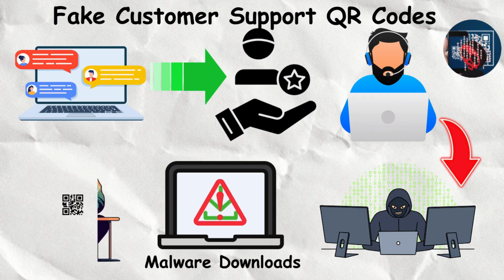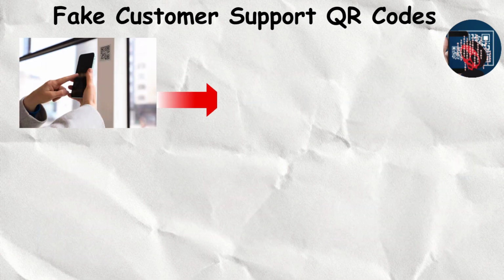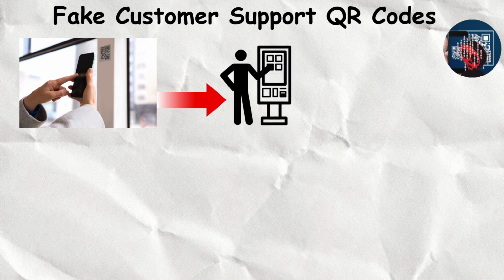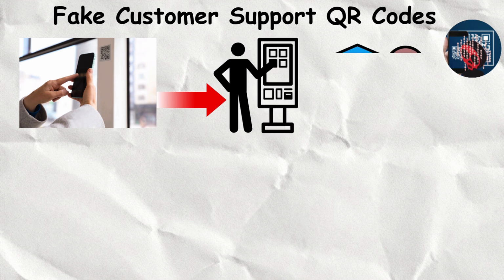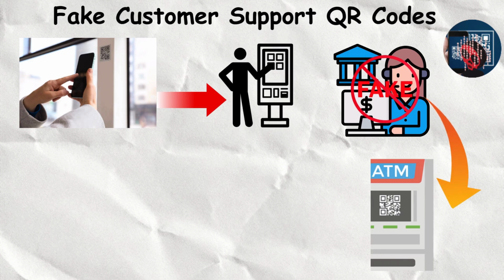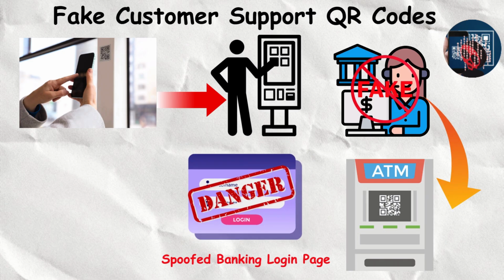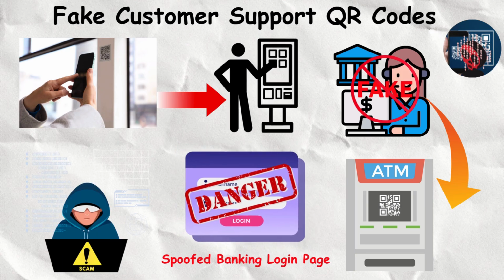In some cases, attackers post these QR codes in public areas near actual company branches or kiosks, making them seem official. For example, a fake bank support QR code stuck to an ATM could lead victims to a spoofed banking login page, stealing credentials before they even contact real support.